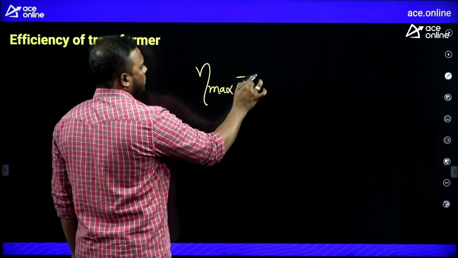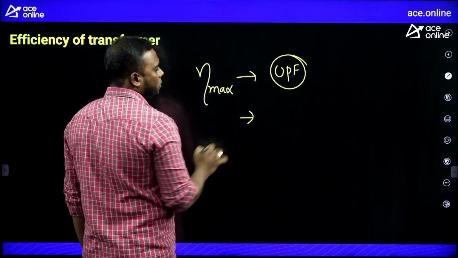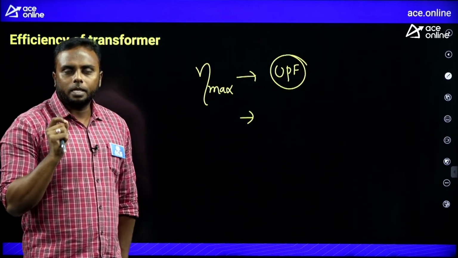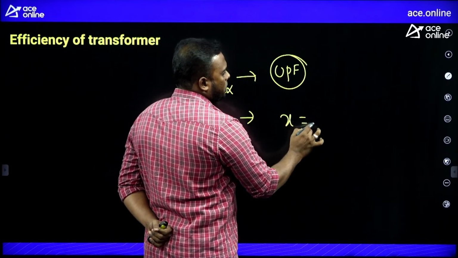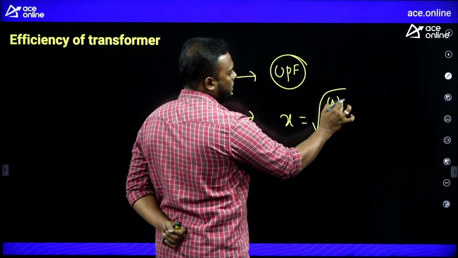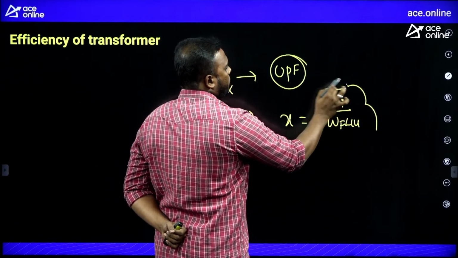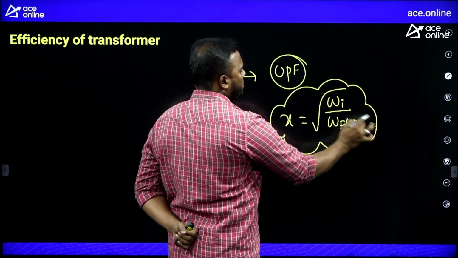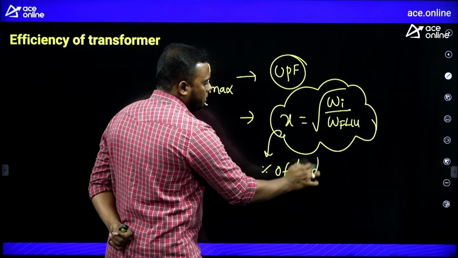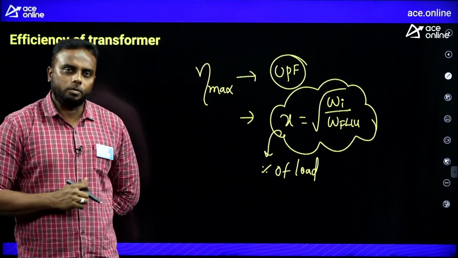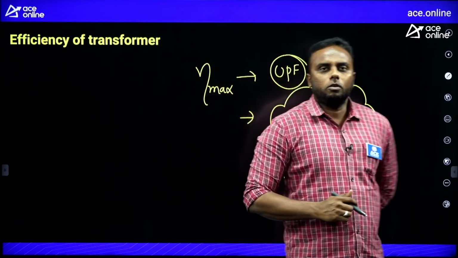Maximum efficiency we will get at unity power factor, one condition. And at which load current, or at which percentage of load we get maximum efficiency, that is x. Square root of iron loss divided by full load copper loss. So this is the value of x where we get maximum efficiency. x means percentage of load. And at what percentage, 17 or 18, at which percentage of load we get maximum efficiency. So the x calculation is important here.